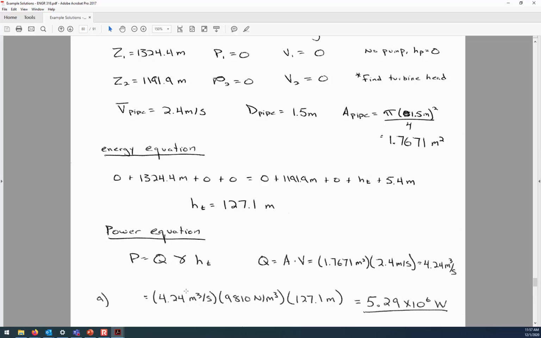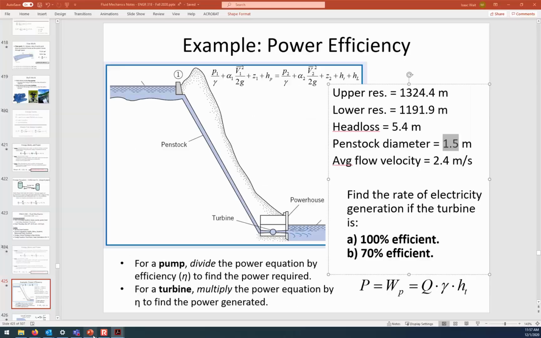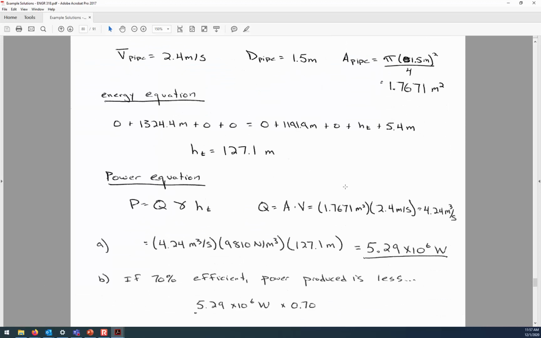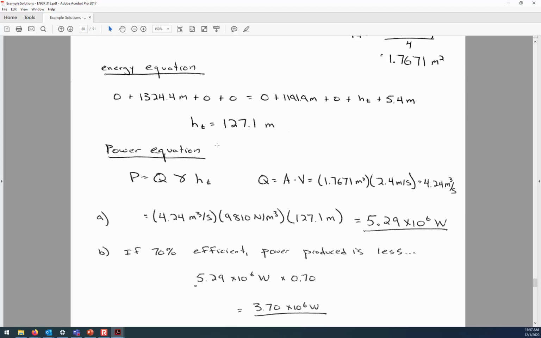So the power equation at 100% efficiency, but now think, if it's only 70% efficient, then that means that less power can be extracted for electricity. I mean, more of the energy is going to go into things like losses, vibrational losses, heating losses that occur inside of the turbine. And so if it's 70% efficient, then we'd take that 5.29 times 10 to the 6th watts and multiply it by 0.70. And if it's 70% efficient, then it would be 3.7 times 10 to the 6th watts.